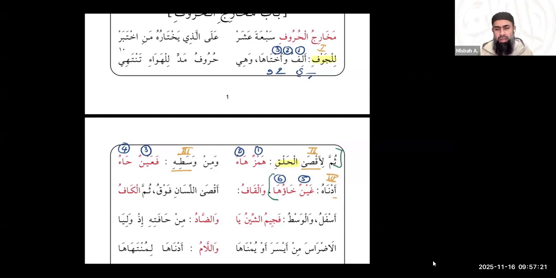والقاف أقصى اللسان فوق. We're starting with the tongue. He says قاف from أقصى اللسان فوق. ثم الكاف أسفل. So we have أقصى اللسان, and that is a makhraj. Okay, but we have فوق and we have أسفل. Two makharij. Qaf has its own makhraj from أقصى اللسان, the furthest part of the tongue.